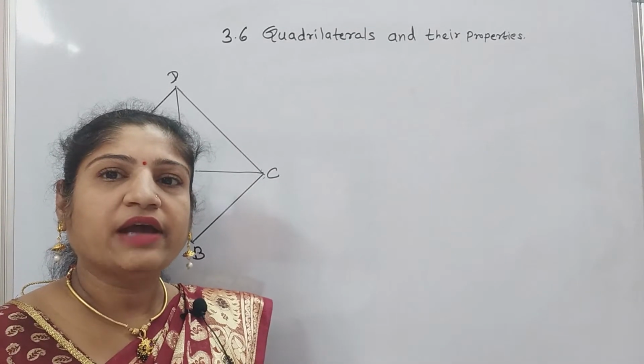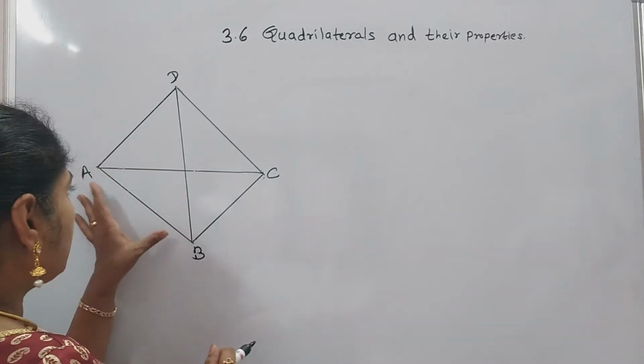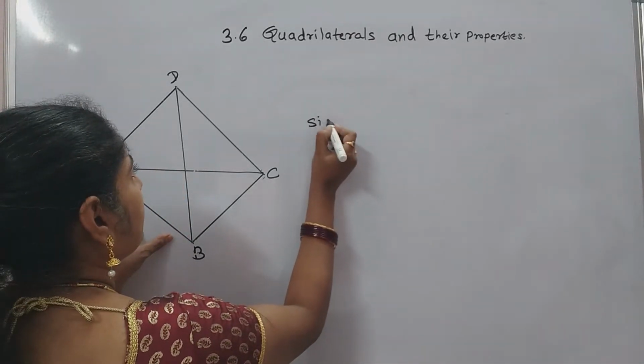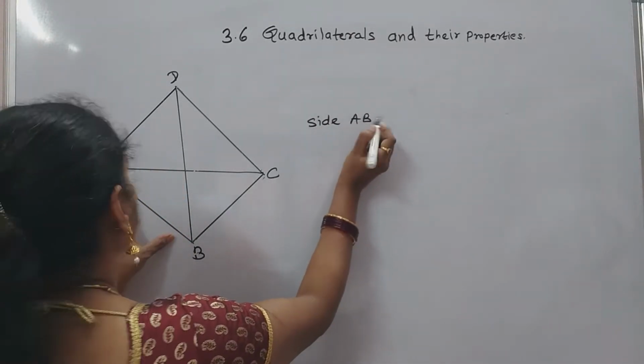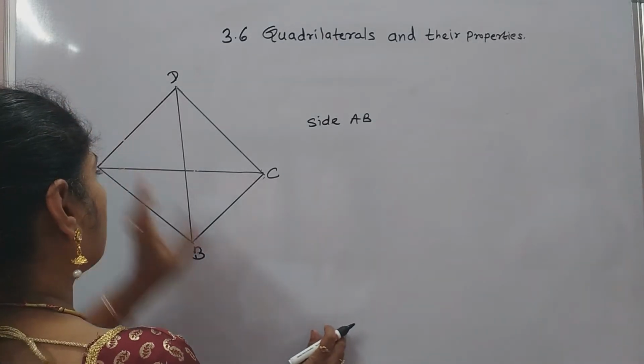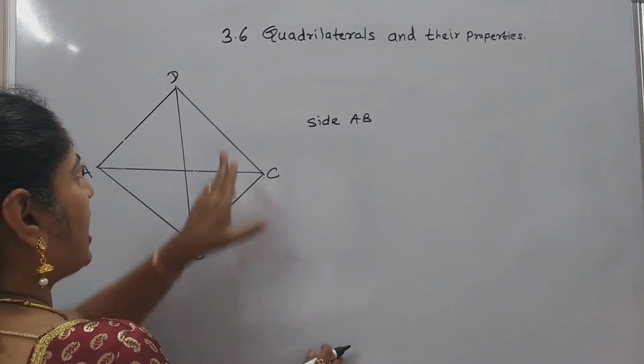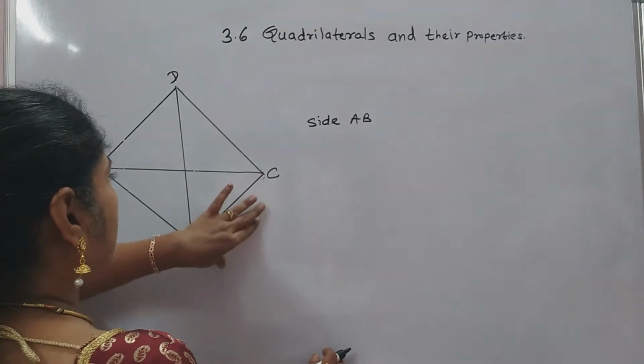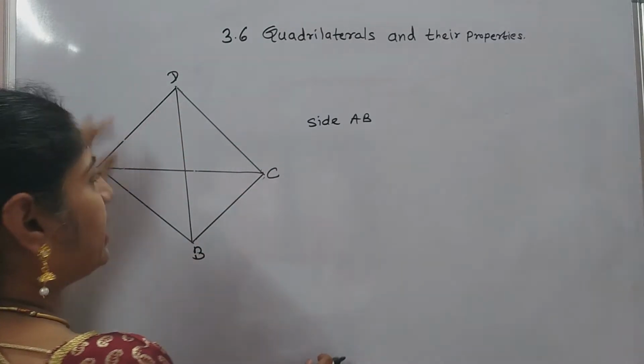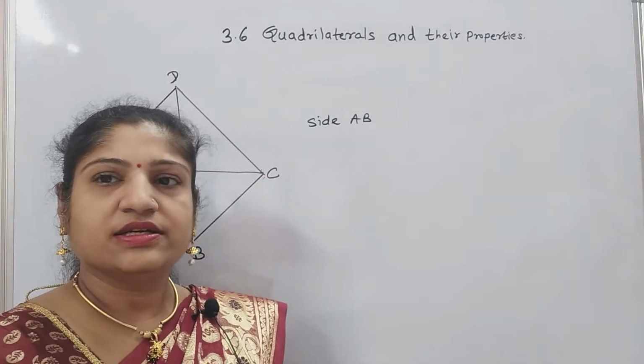We can write the adjacent sides also. The adjacent sides of AB are side AD or side BC. The adjacent sides of CD are side BC or side AD. These are the adjacent sides.